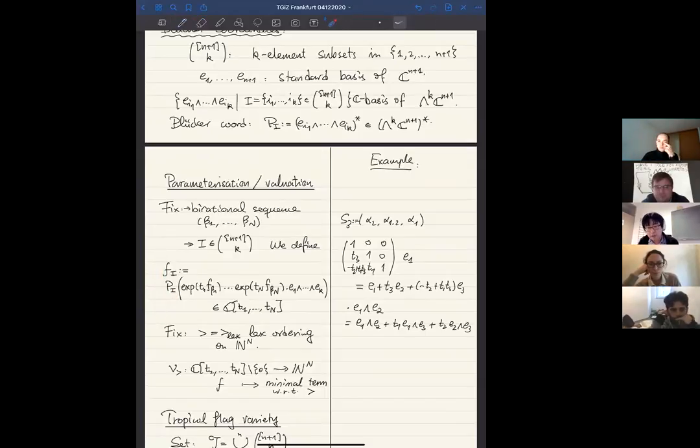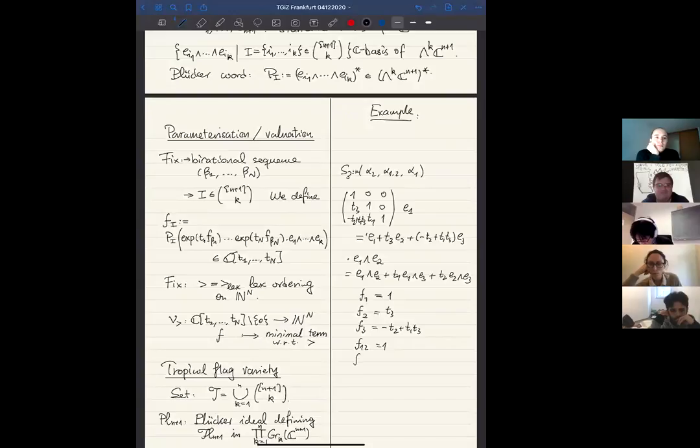Okay. And now I want to see what I get in this formula as F_I. F_I is I act the Plücker coordinates on my linear combination. Since this is a dual basis, it's very easy: F1 is 1. Here I just mean this subset I. F2 is T3. F3 is minus T2 plus T1 T3. F12 is 1. These are just these coefficients. F13 is T1 and F23 is T2. Okay. So then this is this definition here.